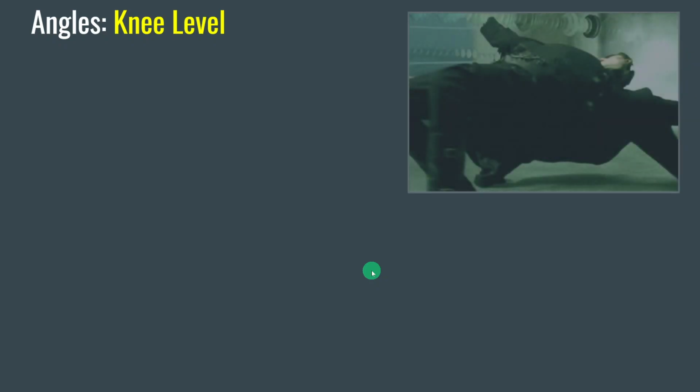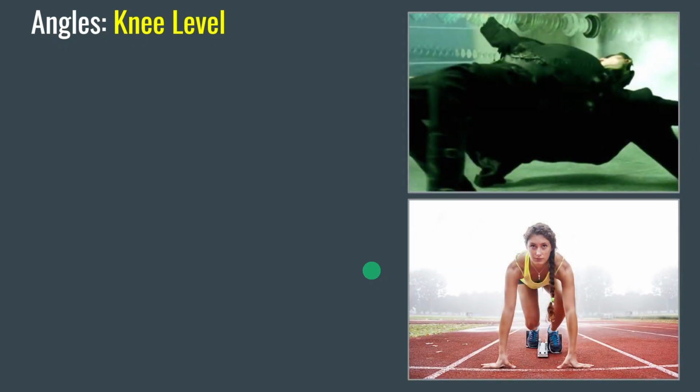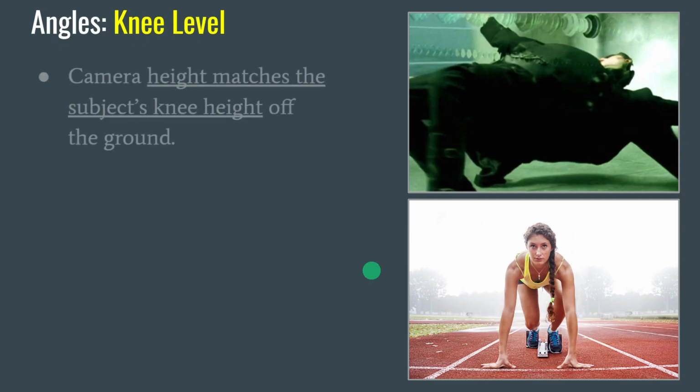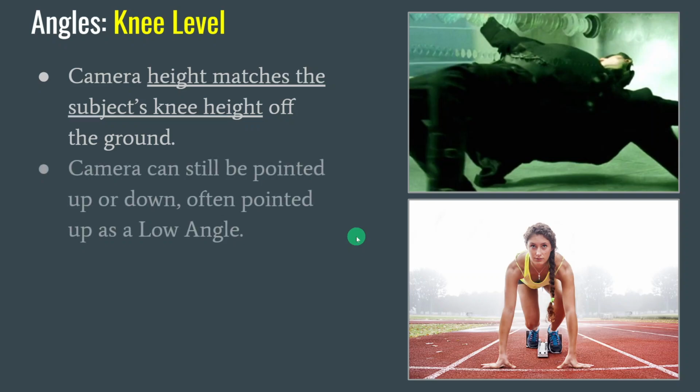Then we're going to go down a little bit further to knee level. And again, these are all the same. It just means that the camera is this high off the ground. However tall your subject's knee is off the ground, whether they're standing or sitting or kneeling or getting ready to run like this, it just means it's that high off the ground. And again, it can still be pointed in a particular direction. Often it's pointed up at a low angle, or it's pointed straight on.